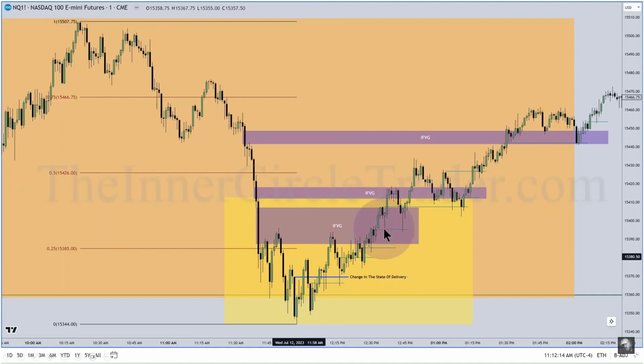Here, we rally up to what? This gap. We're treating it as an inversion fair value gap. Does that mean it's going to trade right here and go higher right from there? No, we have to wait and watch. What is this here? This is a buy side imbalance, sell side inefficiency.